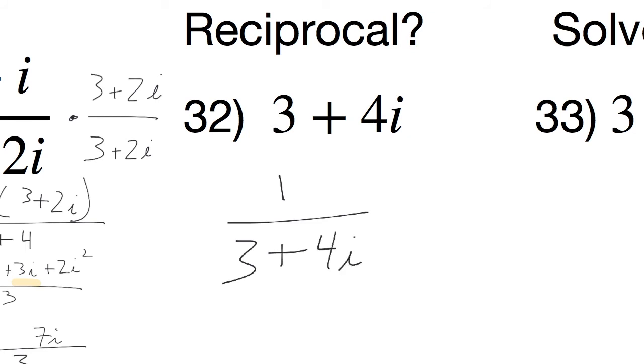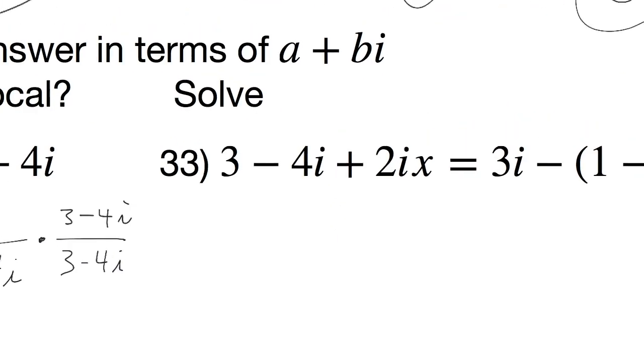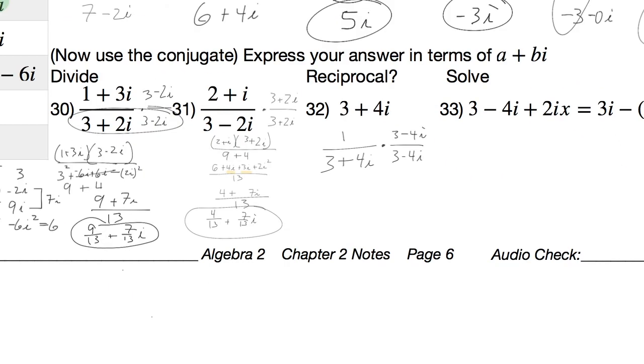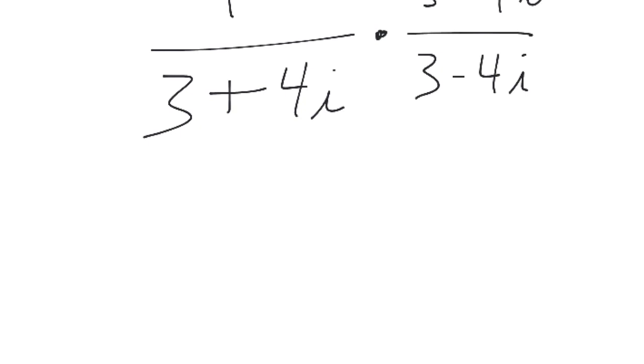Now, that is true, it is the reciprocal, but we generally try to not have any i's in the denominator, so you can multiply by the conjugate, 3 minus 4i over 3 minus 4i, and then you can finish it later if you want, but that's how you would start it. I'm just going to leave a note saying this is unfinished. And that's okay.